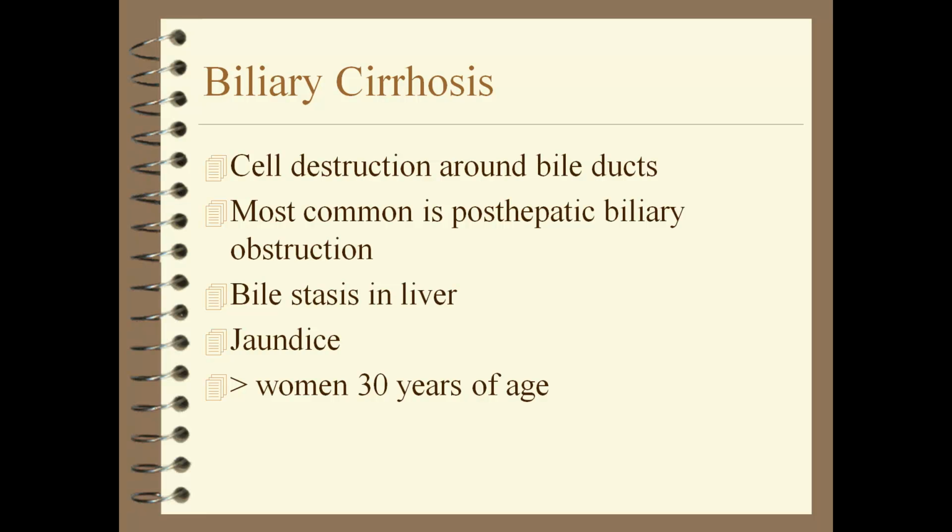There's a type of biliary cirrhosis. So that common bile duct, around the bile ducts, the cells, it can be destroyed, and so now you have a cirrhosis. So post-hepatic biliary obstruction is the most common cause of that. So you don't have cirrhosis in the liver, you have cirrhosis in the biliary duct. Although your bile is backing up into the liver, that's causing jaundice because the liver's not going to work. So this is more common in women. So just another form of cirrhosis.